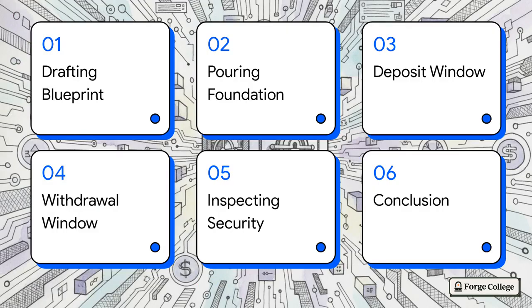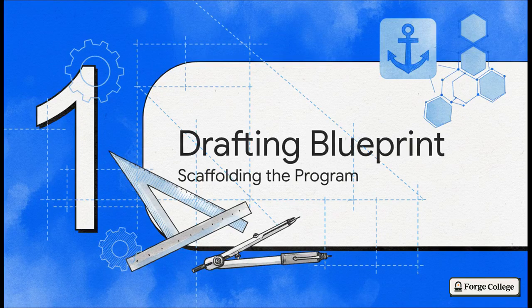Okay, let's dive into this. Here is our master schematic for today. We'll start by drafting the blueprints, then pouring the foundation, setting up the deposit window, opening the withdrawal window, and finally, inspecting the security. All right, step 1, drafting the vault blueprint and scaffolding the program.